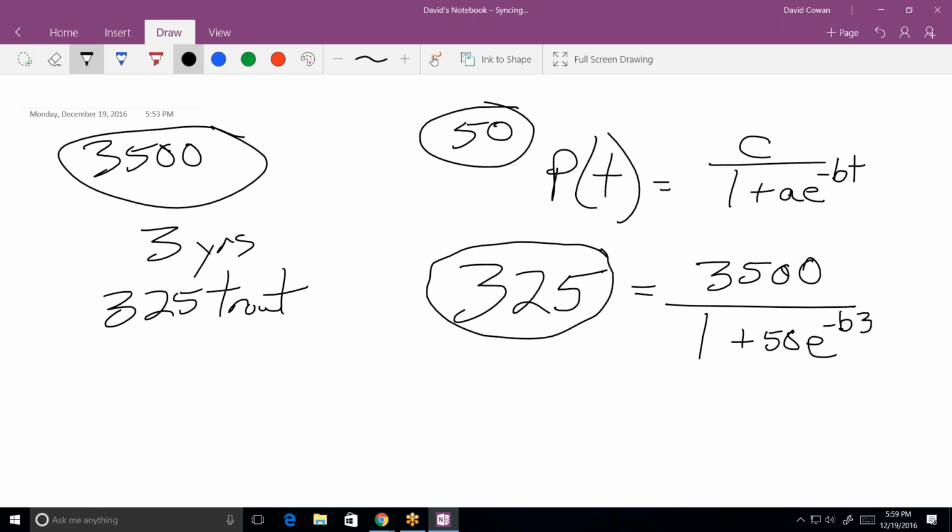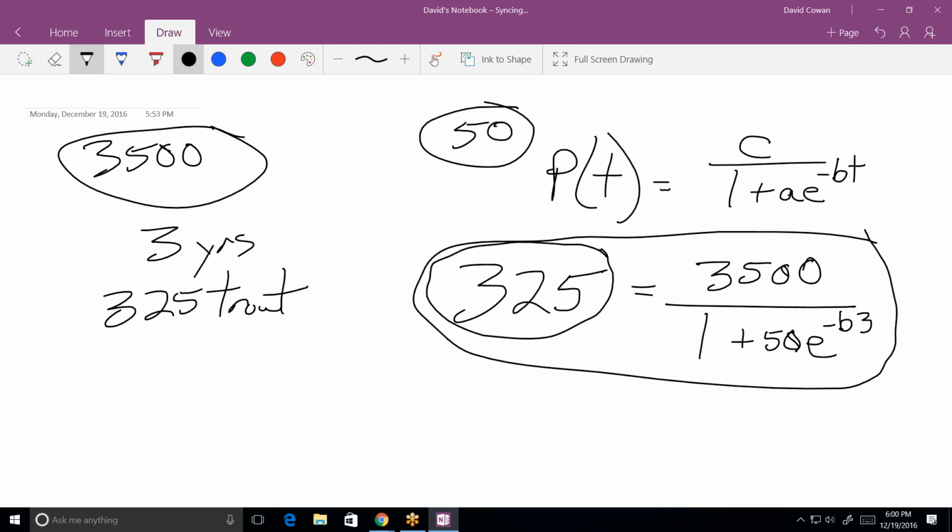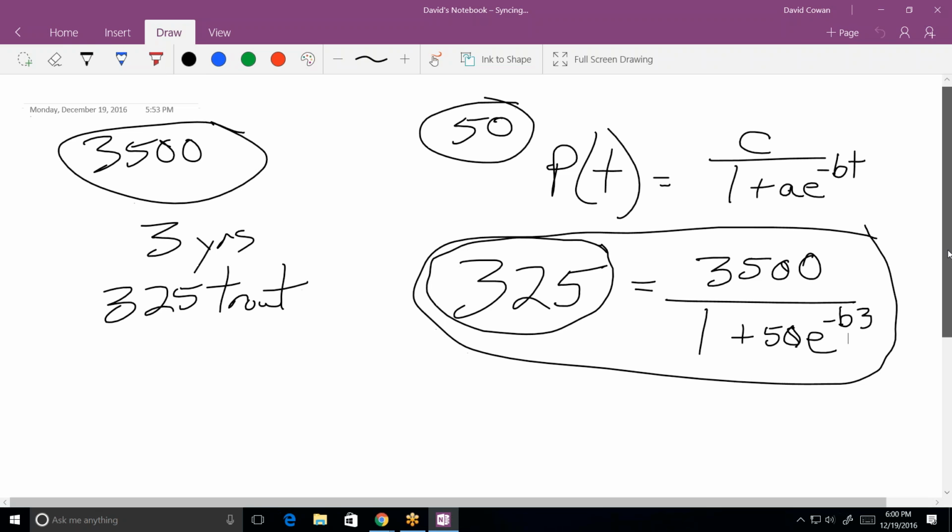And now that's enough information to solve for B. Right. And once we've solved for B, we know what C is, we know what A is, we'll know what B is, and then we can answer any question they want because we'll have the population as a function of time equal to this logistic function, and there's only one variable in it, and that's T. So let's figure out how to solve this.